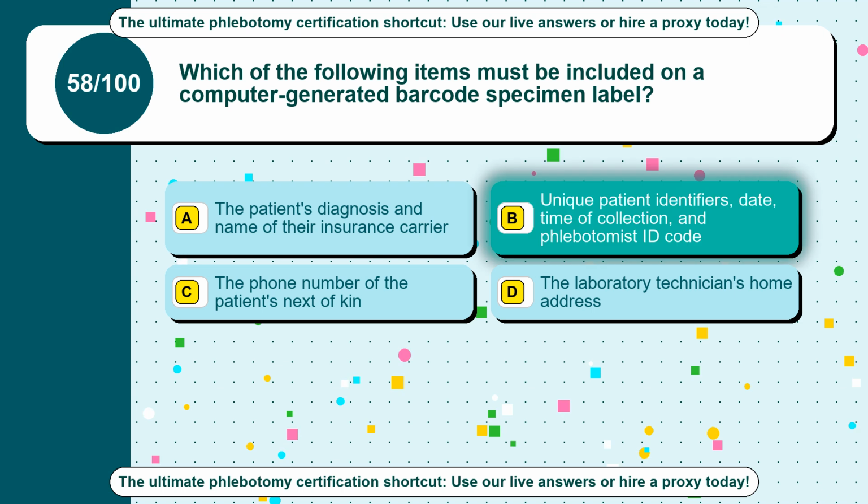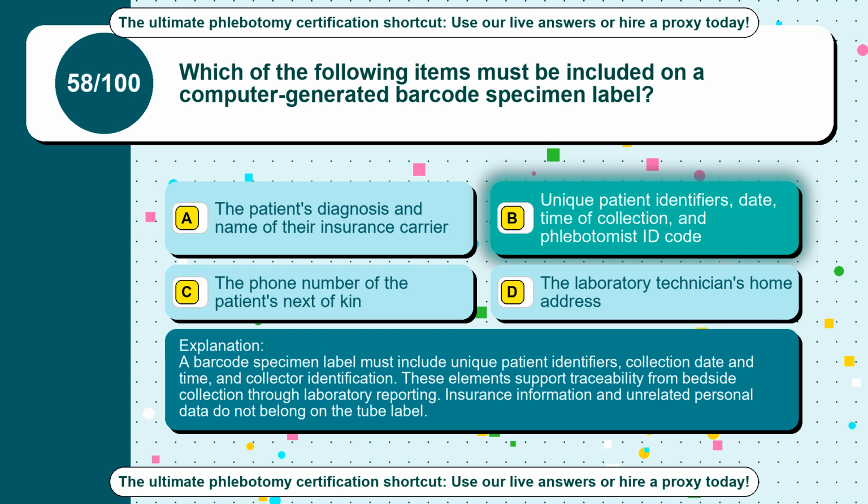The correct answer is option B, unique patient identifiers, date, time of collection, and phlebotomist ID code. A barcode specimen label must include unique patient identifiers, collection date and time, and collector identification. These elements support traceability from bedside collection through laboratory reporting. Insurance information and unrelated personal data do not belong on the tube label.